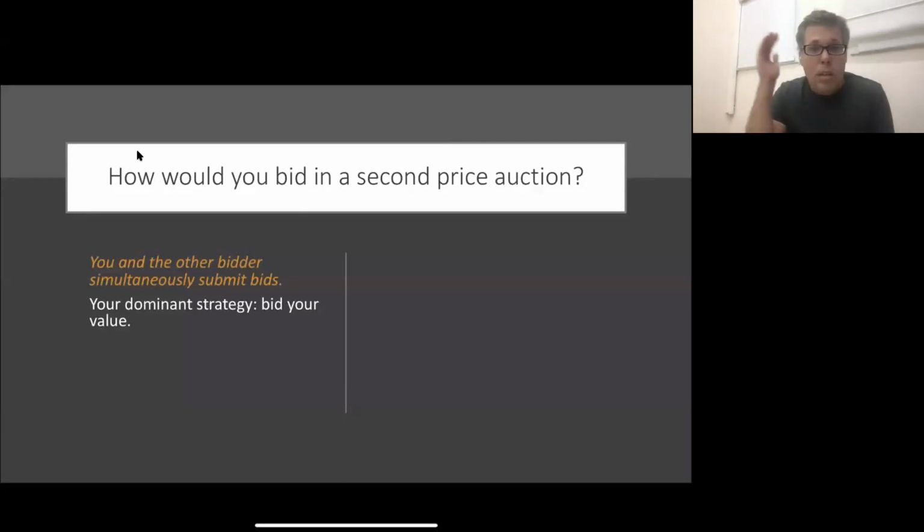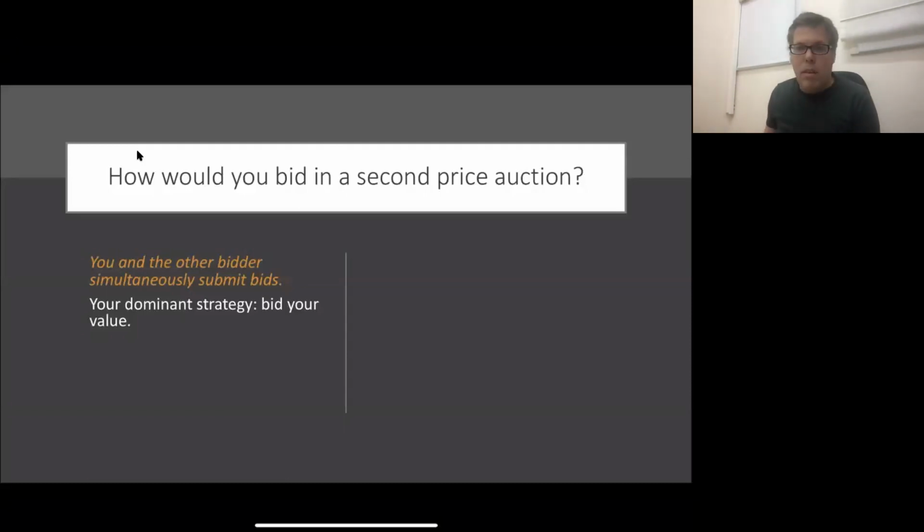The first one is when you and the other bidder simultaneously submit bids. That is, you both write down your bid, put it in an envelope, and give it to the auctioneer, who opens the envelopes simultaneously and announces the bids. The bidder with the highest bid wins, and you pay the second bid. As we all know, your dominant strategy is simply to bid your value. So this is very simple.